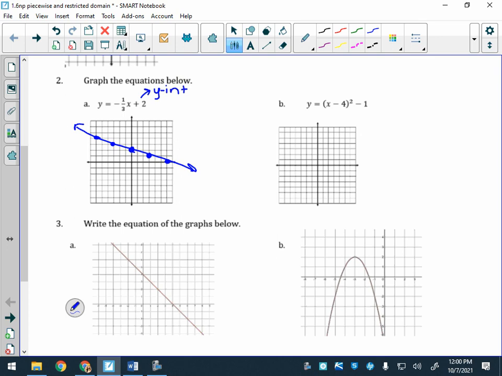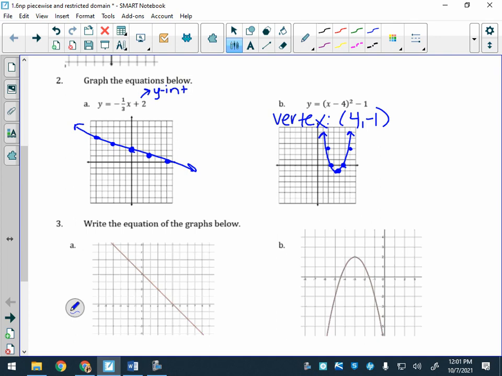Okay. How about B? Where would I start? Yeah, Sam. Right 4, down 1. So what is our vertex? Because this is a quadratic. So what is our vertex then? Yeah, Laura. 4, negative 1, which is exactly right 4, down 1. Okay, and then the A value is 1, so we could use the trick. Up 1 to the right, up 1 to the left, back to the vertex, up 4, over 2, and then here is our quadratic.